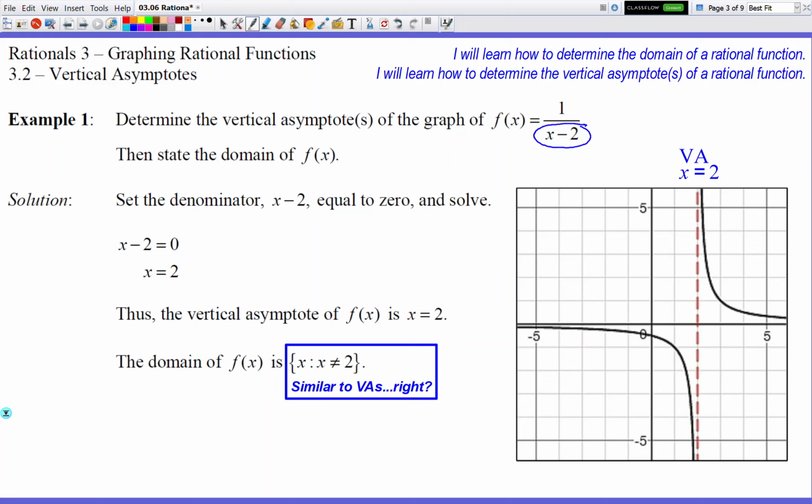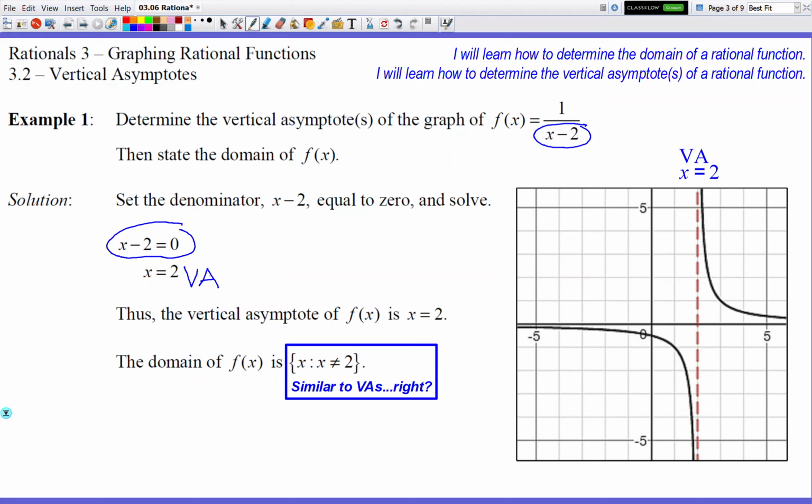You're going to grab that, and you're going to set it equal to 0, just like we have here in the example. And you're going to solve for x, so you're going to add 2 on both sides, and you're going to get x equals 2. And this is what I'm going to call the VA, vertical asymptote. I'm just going to abbreviate it VA for short. That's all it's going to take to find the VA. You're just going to solve for whatever value of x turns the bottom of the fraction into a 0.